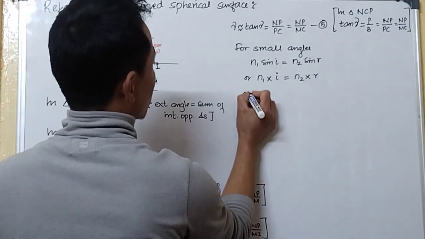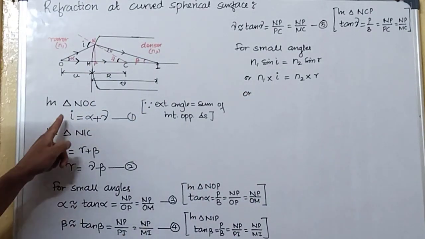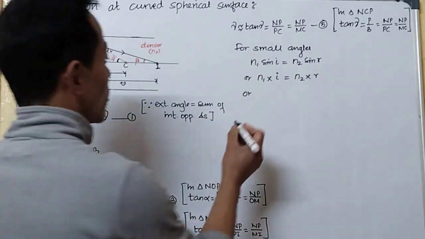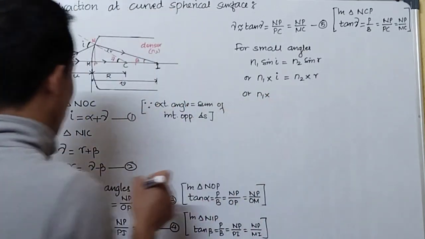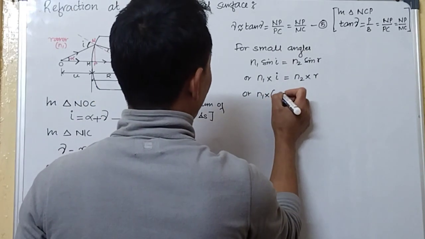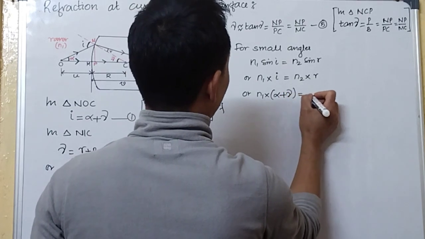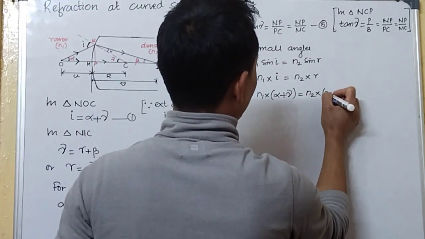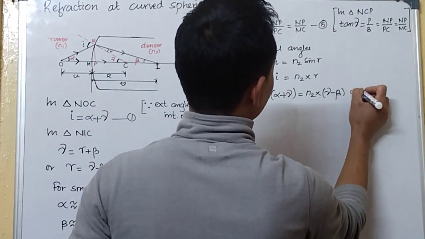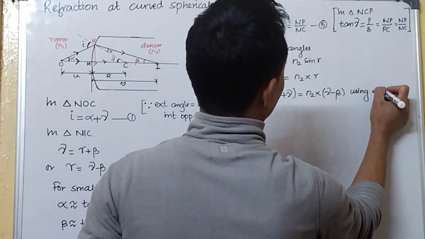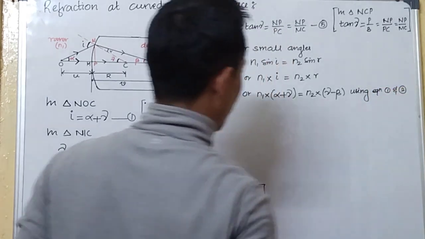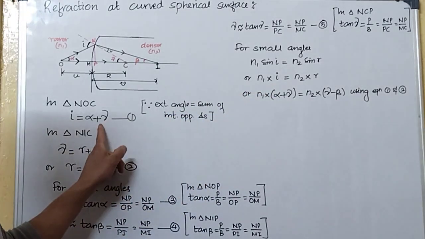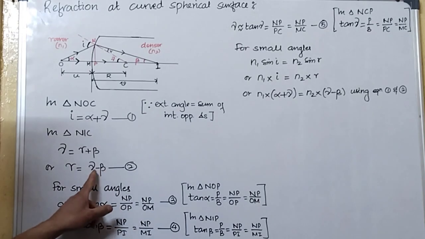Now if you look at the equations, we have the value for I and R. From equation number 1 and equation number 2, we can put this value here. So let's do that. We will have N1 times, look at the value of I is alpha plus gamma. Similarly, N2 times R is our gamma minus beta. So here we have used equation number 1 and 2. From equation number 1 and 2, we have replaced the value of I as alpha plus gamma, this one, and R as gamma minus beta, this one.